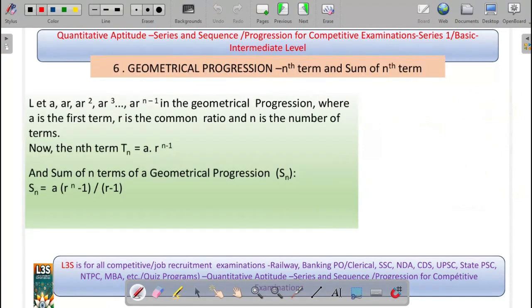Now in geometrical progression, like in arithmetic progression, we also have formulas for the nth term and the sum of n terms. Here the formula for the nth term is a into r to the power n minus 1. And the sum up to the nth term will be a into r to the power n minus 1, divided by r minus 1. These two are very important formulas which need to be remembered.